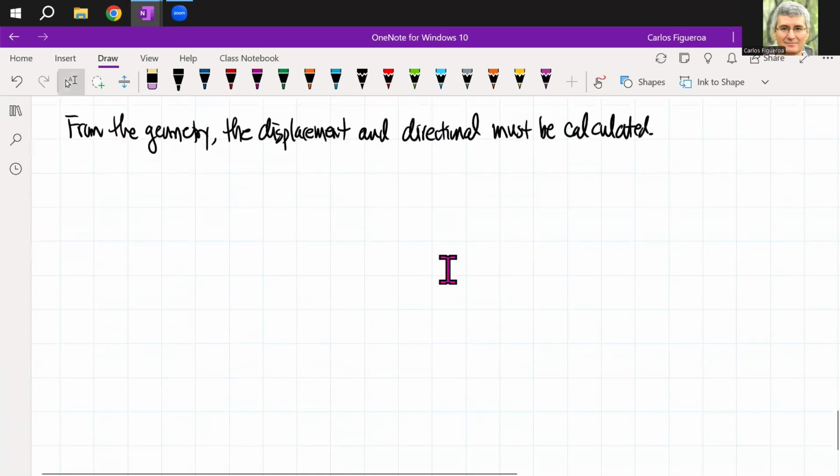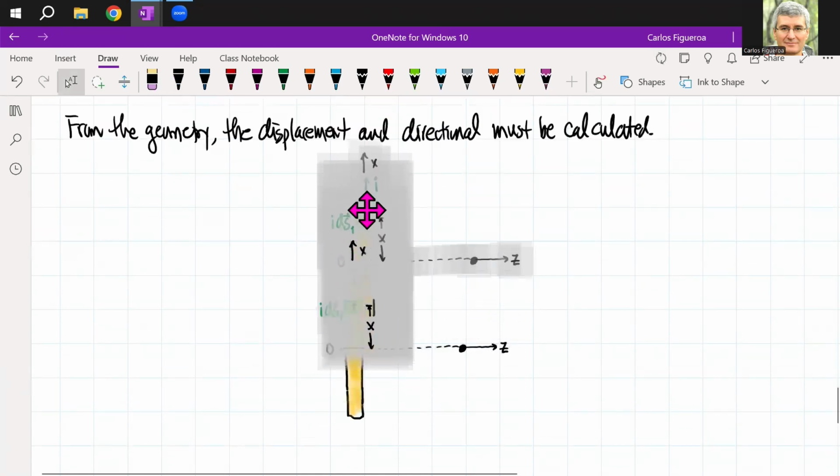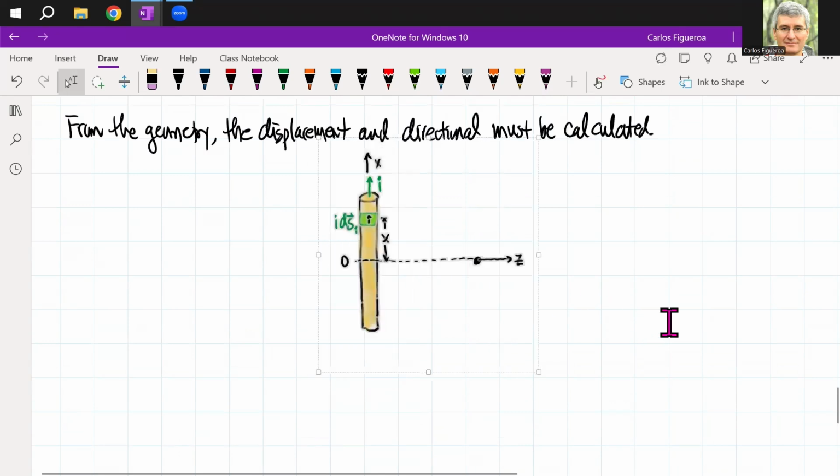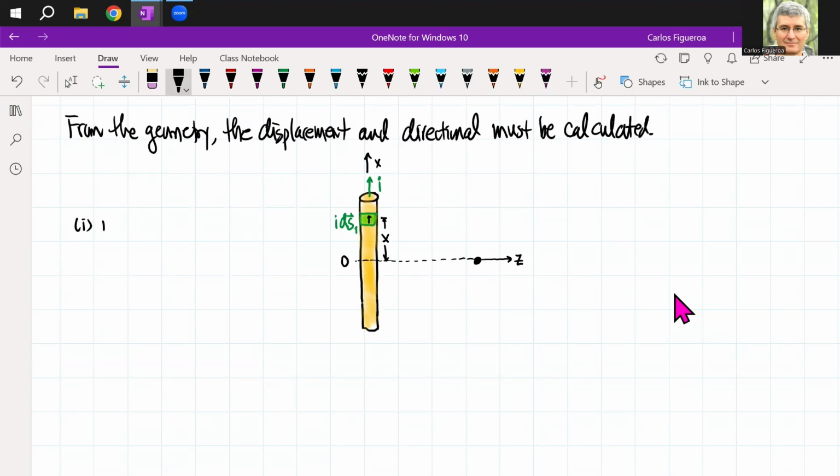So here's my wire. If I look at this guy, I have this situation right here. Now let's go look at this guy. The first thing that I'm going to look at is that I know my current I already, right? We know that I DS is located at X, and we've already written that down.